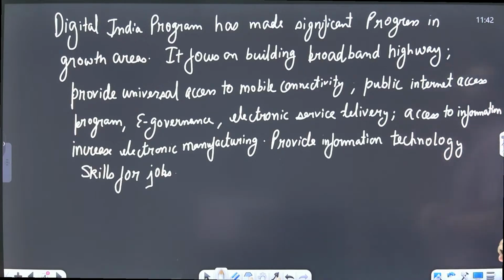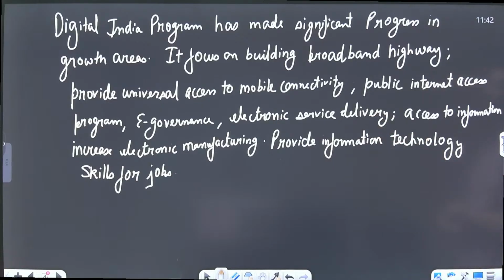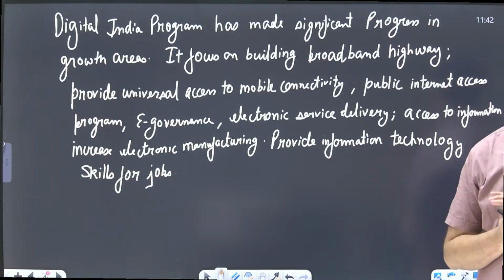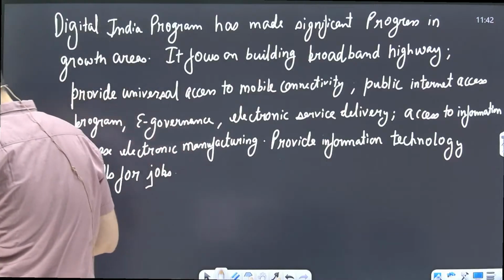So Digital India program has made significant progress in growth areas. It focused on building broadband highways, providing universal access to mobile connectivity, public internet access program, e-governance, electronic service delivery, access to information, increasing electronic manufacturing, and providing information technology skills for jobs. So this is the focus of the Digital India program.